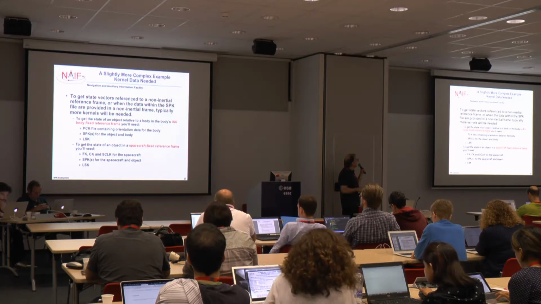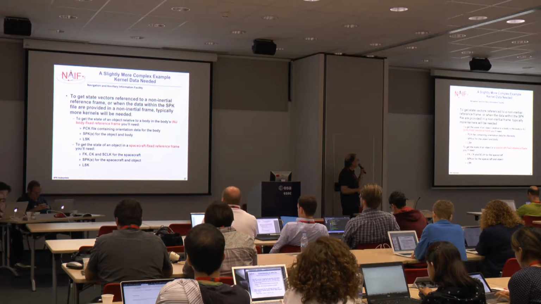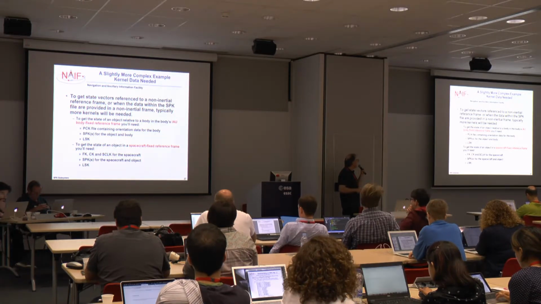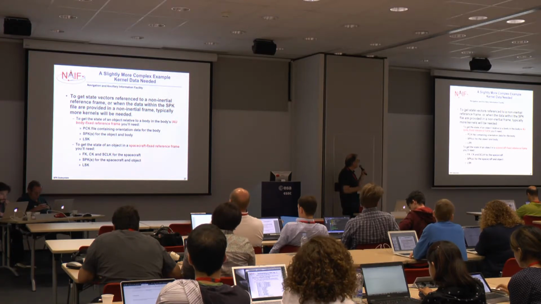To get the state of an object relative to a body in the body's IAU body-fixed reference frame, you'll need a PCK file containing orientation data for the body, SPKs for the object and body, and a leapseconds kernel, most likely. To get the state of an object in a spacecraft-fixed reference frame, you'll normally need a frame kernel, C-kernel, and SCLK kernel for the spacecraft, SPKs for the spacecraft and object, and a leapseconds kernel.